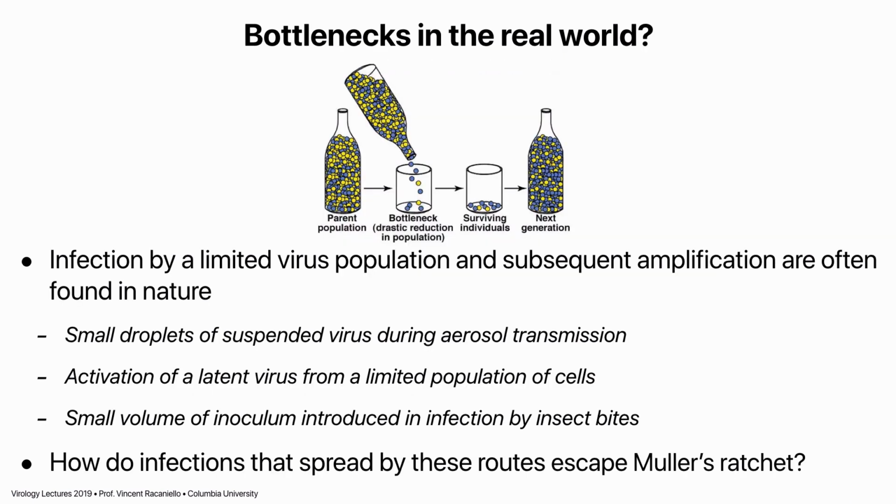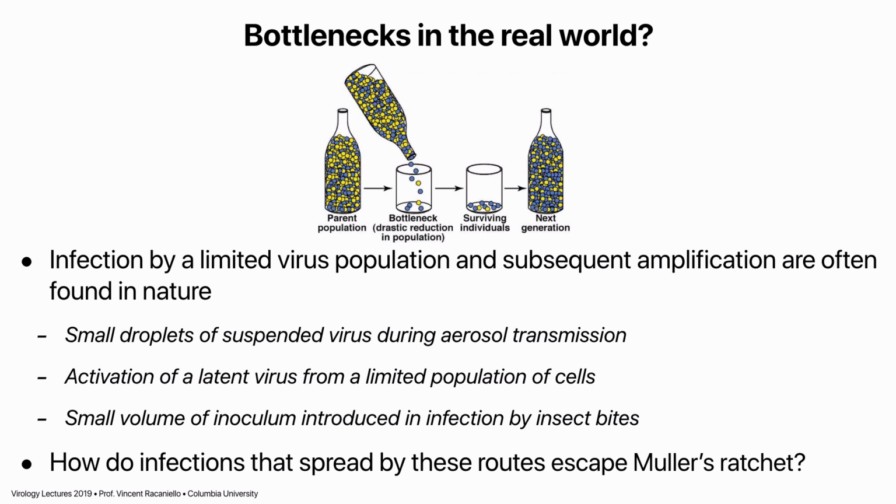So you may ask, is there such a thing as a bottleneck in the real world? Because I've told you this as a plaque assay experiment, picking plaques. And yeah, there are several situations where small amounts of virus particles are the inoculum for an infection. So aerosol transmission, you get infected with an aerosol, maybe a single droplet with a few thousand virus particles in, that's a bottleneck. Activation of latent viruses from small numbers of cells, maybe ganglia, reactivating herpes simplex viruses. Insects, they don't deliver a lot of virus, and so it's a small inoculum, a restricted population. So these are all situations where you could have a bottleneck occurring.